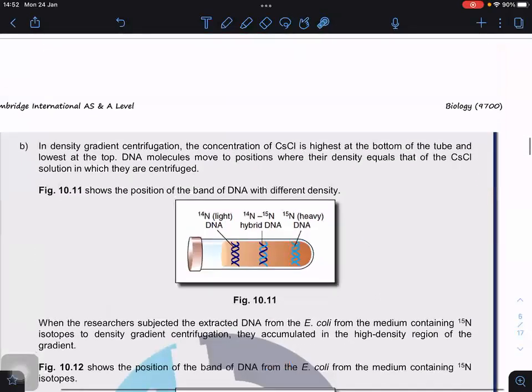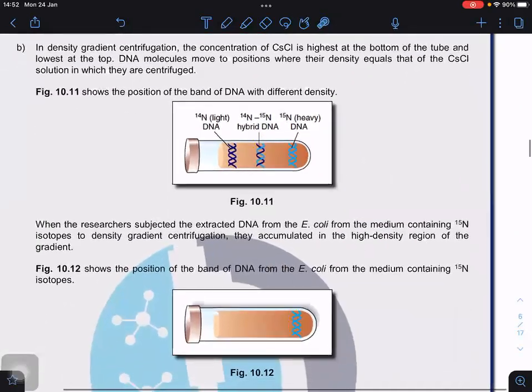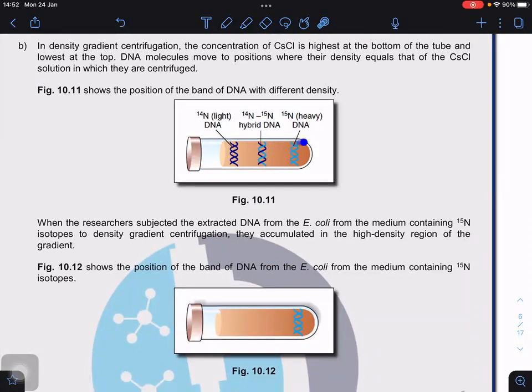So in density gradient centrifugation, the concentration of cesium chloride is highest at the bottom of the tubes and lowest at the top. So DNA molecules move to the positions where the density equals their own, equal to the cesium chloride in which they are centrifuged. So you can see the position. If 15N, heavy, it will be at the bottom. 14N will be at the top, or we get a hybrid DNA in the center.